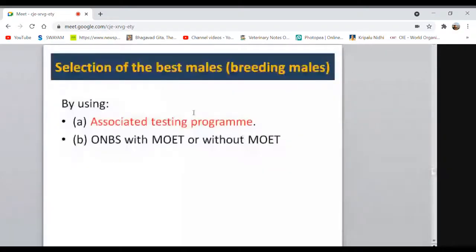So by using the associated progeny testing program, that is identification of the superior males, or the nucleus breeding system with MOET or without MOET. By following these two techniques, you can identify the superior male to use for breeding purposes. So in the exam, if it comes, what will be the breeding policy for local cattle of Mizoram, then you can write it, but you should also try to write something about what is the associated progeny testing program, then what is ONBS, in a very brief note.